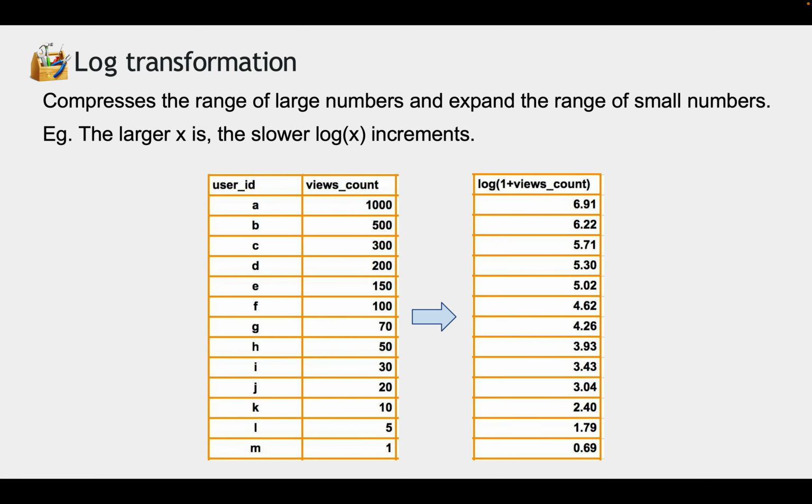Log transformation. Compress the range of large numbers and expand the range of small numbers. Example, the larger x is a slower log x increment. तो इधर बेसिकली अपन क्या कर रहे हैं, अपन log x अप्लाई कर रहे हैं. तो log 1 का log ले लिया तो 0.69 1.79.